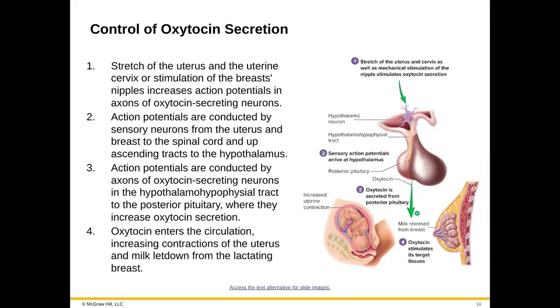What will happen is that oxytocin will be produced in this hypothalamic neuron. It'll go down the hypothalamo-hypophyseal tract. This action potential will arrive from the hypothalamus at the posterior pituitary. The posterior pituitary will then secrete oxytocin, and that has multiple effects, either stimulating more uterine contractions, which will help with the birthing process, or stimulating the release of milk from the breast to help with breastfeeding.